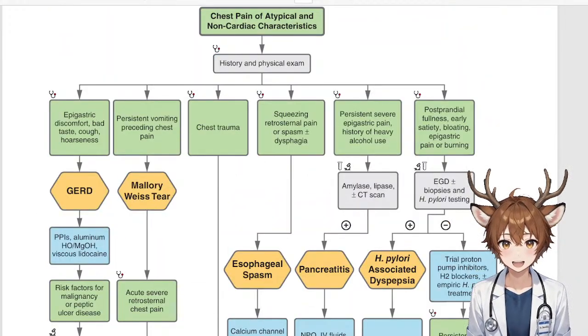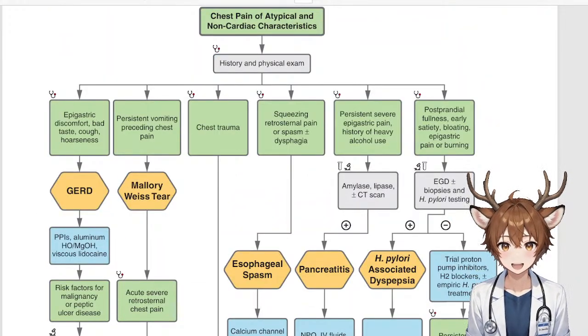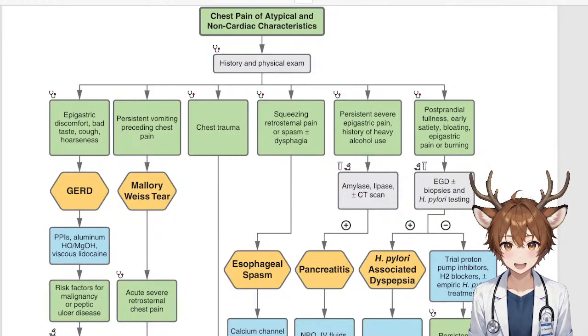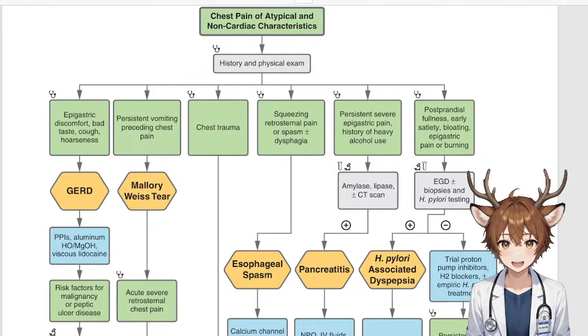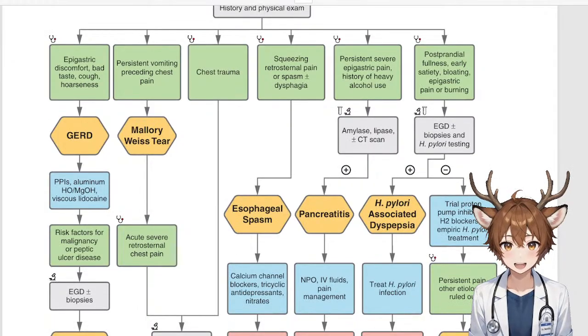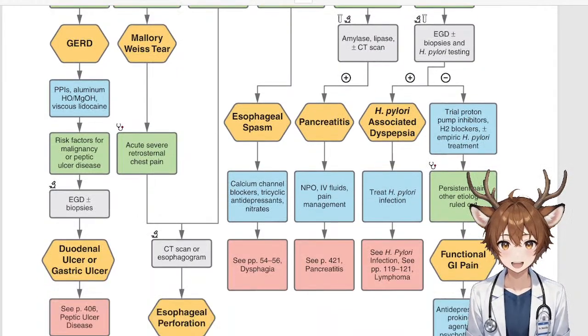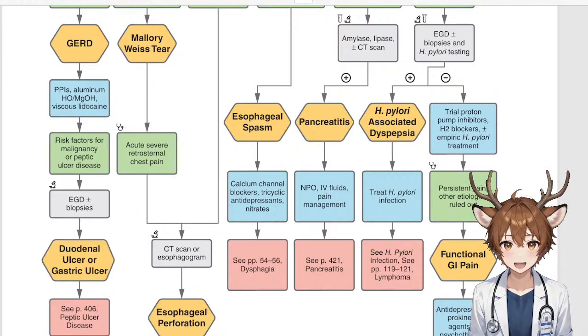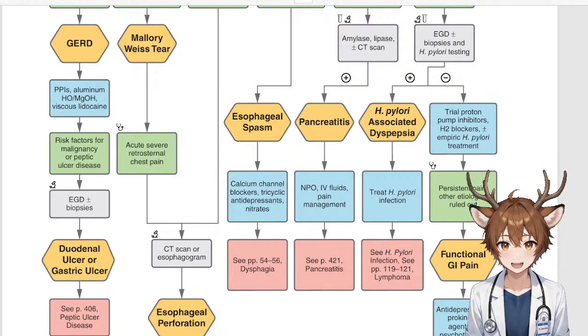Okay, what about squeezing retrosternal pain or spasm, plus or minus dysphagia? What do we think? Esophageal spasm. Okay. Well, in that case, you go with calcium channel blockers, tricyclic antidepressants, and nitrates. See pages 54 through 56, dysphagia.